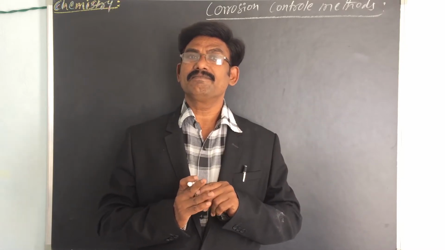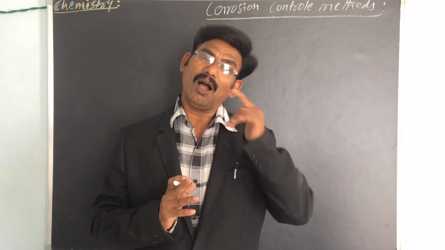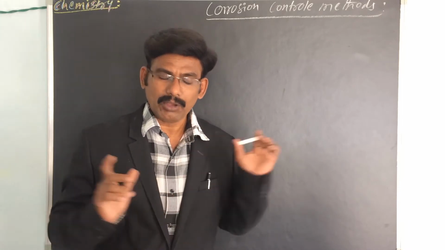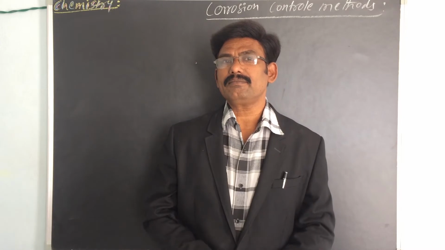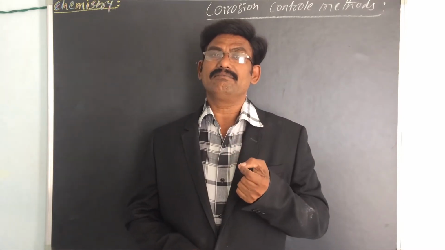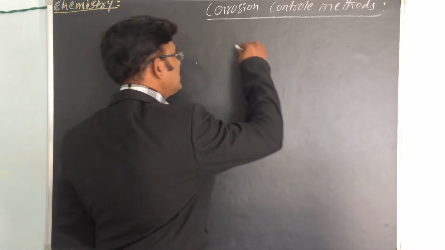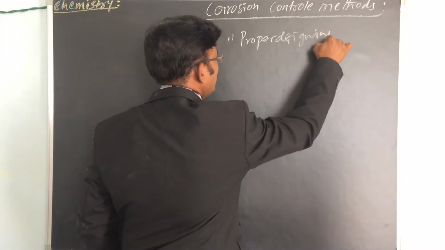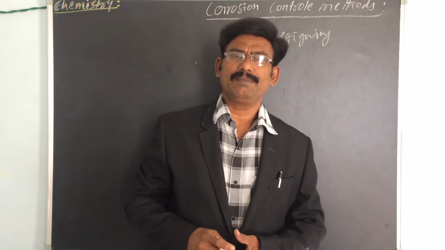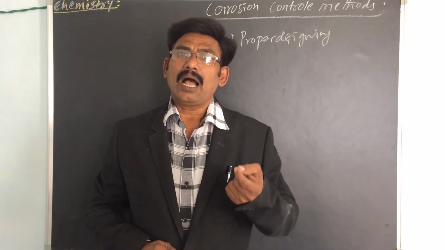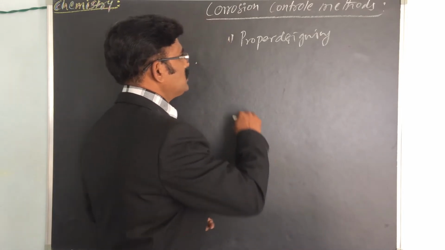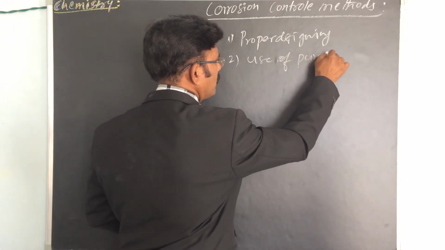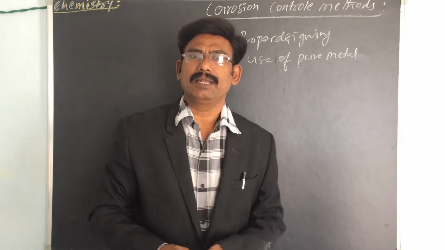I am going to explain how to control it. The corrosion control method is very, very important. Mainly, proper designing. Designing is important. Proper designing means the metal should suit whatever we want to operate. And use of metal: use of pure metal.